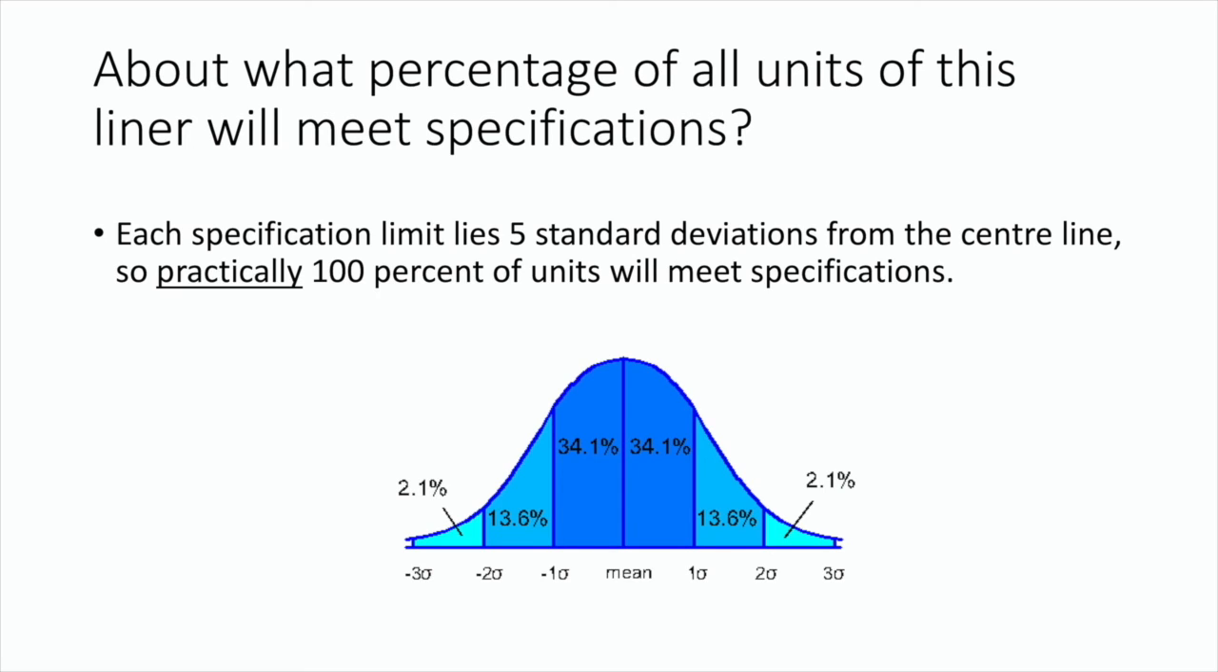And the answer to that is that each specification limit lies 5 times the standard deviation from the central line. So practically, 100% of all units will meet specifications. We can see from the curves before, a 1.33 value of CPK is already very good with very minimal errors, and we have a 1.7 value, which is even better. And usually these follow a 4 sigma or 4 standard deviation standard, and we have an answer that has 5 times the standard deviation, so it's even more precise. So theoretically speaking, 100% of all the units will meet specifications. And yeah, that's the answer to number 3.